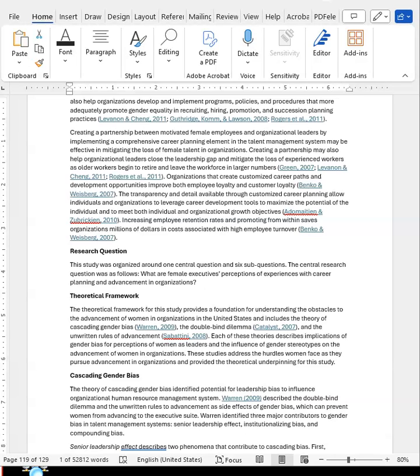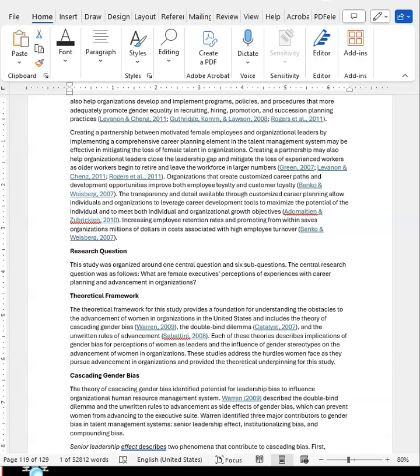study. Cascading gender bias. The theory of cascading gender bias identified potential for leadership bias to influence organizational human resource management system. Warren, 2009, described the double-bind dilemma and the unwritten rules to advancement as side effects of gender bias, which can prevent women from advancing to the executive suite. Warren identified three major contributors to gender bias in talent management systems: senior leadership effect, institutionalizing bias, and compounding bias.